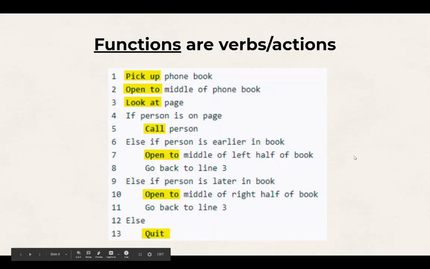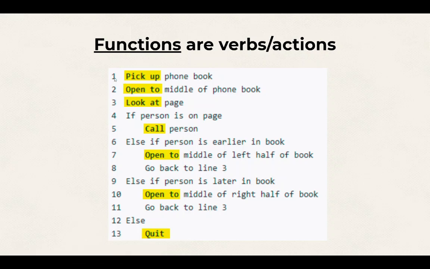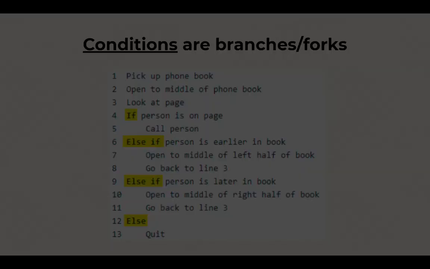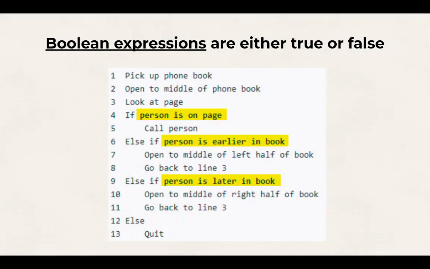So if we look at the highlighted words from the phone book search algorithm, we'll see that some of these lines start with verbs or actions like pick up, open to, look at, and we'll call these functions. We also have branches that lead to different paths, all these if, else if, and else statements. These are like forks in the road, which we'll call conditions. And the questions that decide where we go are called Boolean expressions, which eventually result in a value of yes or no, true or false.